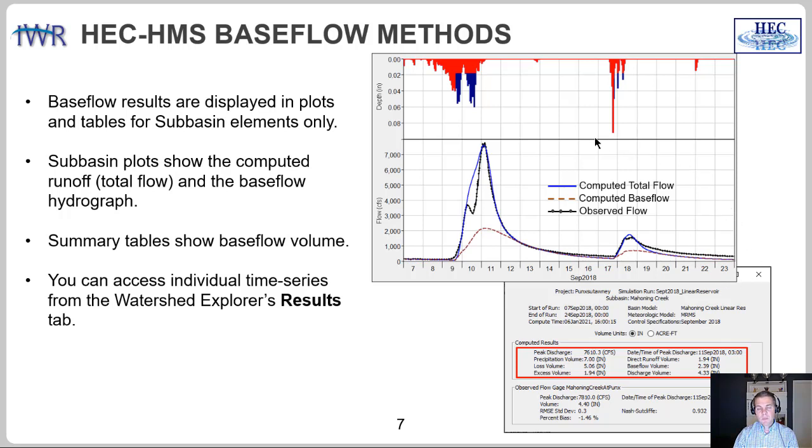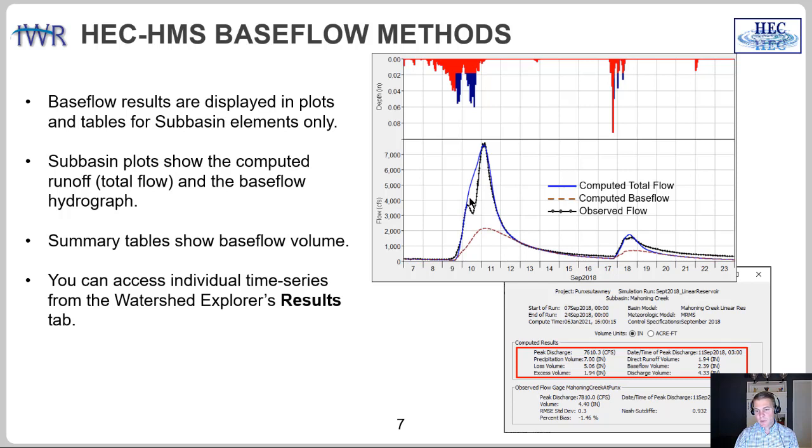And in this figure at the top, we have precipitation in the upper part of the plot. So there's the basin average precipitation that's falling onto the watershed. And then in the lower plot, we have our observed flow. That's the black line right here. The blue line is the total computed flow for this subbasin element. And then the brown dashed line is the computed base flow for this subbasin element. And the way that the plot is configured, you can see base flow is a subcomponent of the total computed flow, the blue line right here.